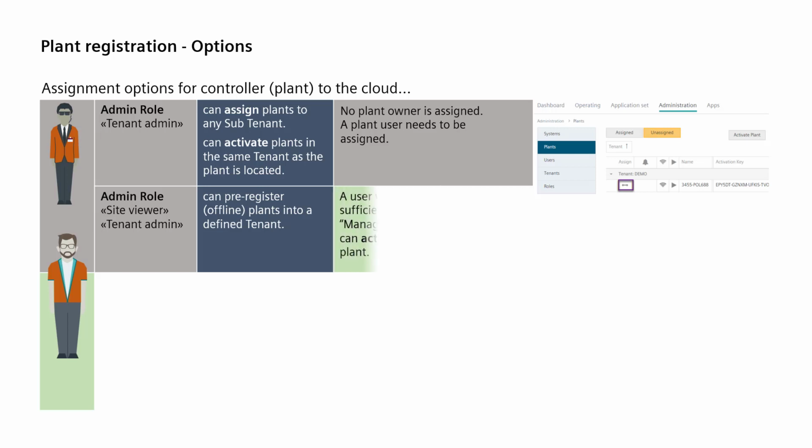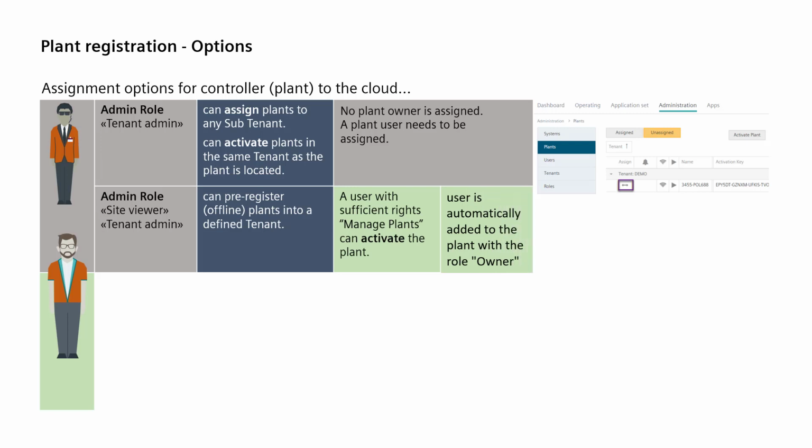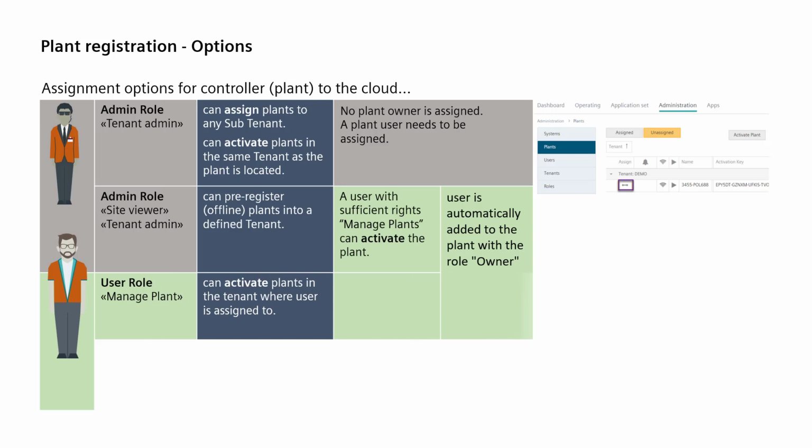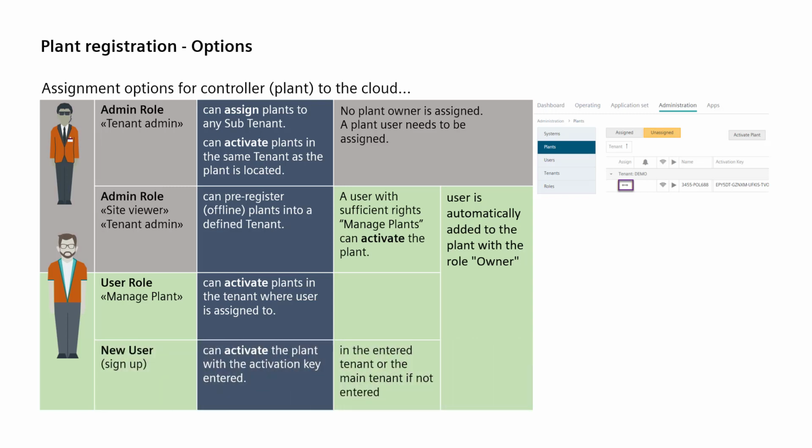The plant can be activated by a user with sufficient rights after the controller is registered in the cloud. This user is automatically added as the owner of the plant. In the next scenario, a user with the Manage Plants user role, installed in the same tenant as the controller, can activate the plant. This user is automatically added as the owner of the plant. Also, a new user can activate a plant and becomes the owner of the plant.